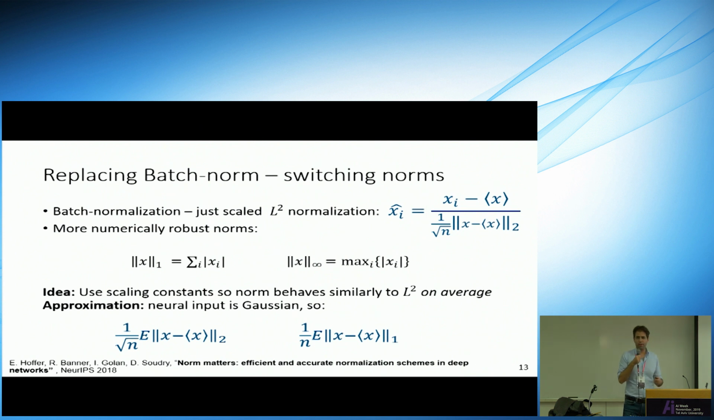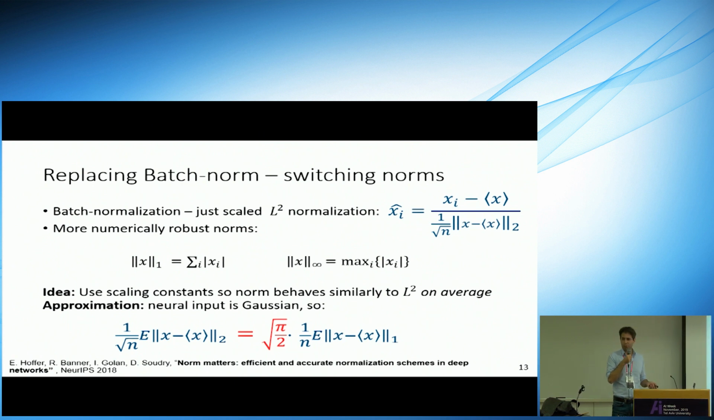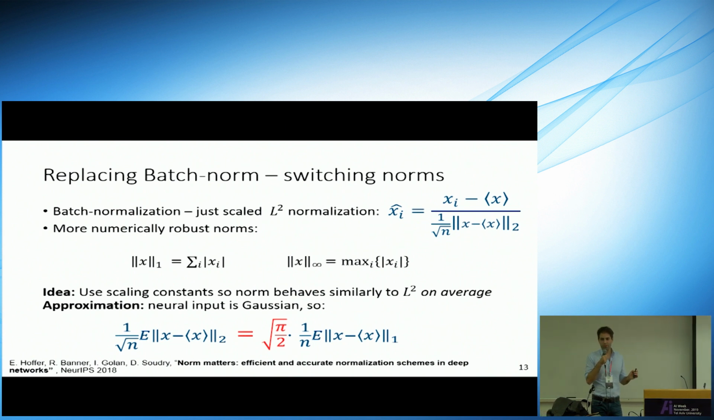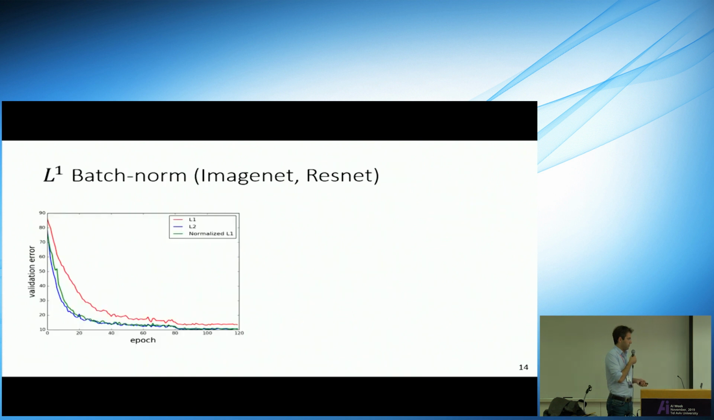So we can make a common assumption that x has a Gaussian distribution due to the central limit theorem, because it's a sum of many inputs. So a sum of many variables is a Gaussian. And then you can calculate this constant, which gives us the exact ratio between those two quantities: the square root of pi over 2, which is 1.25. So we just multiply our L1 operation by 1.25, and it seems to, for some reason, completely fix the problem.